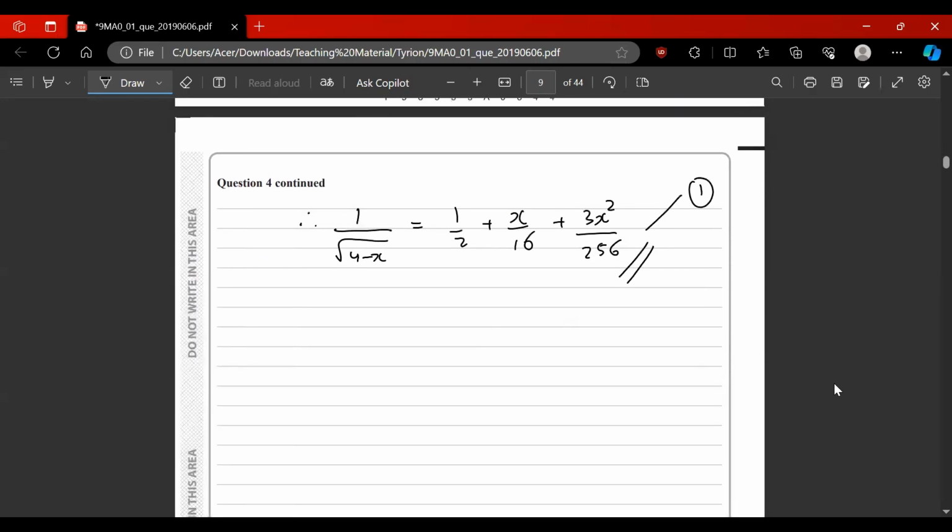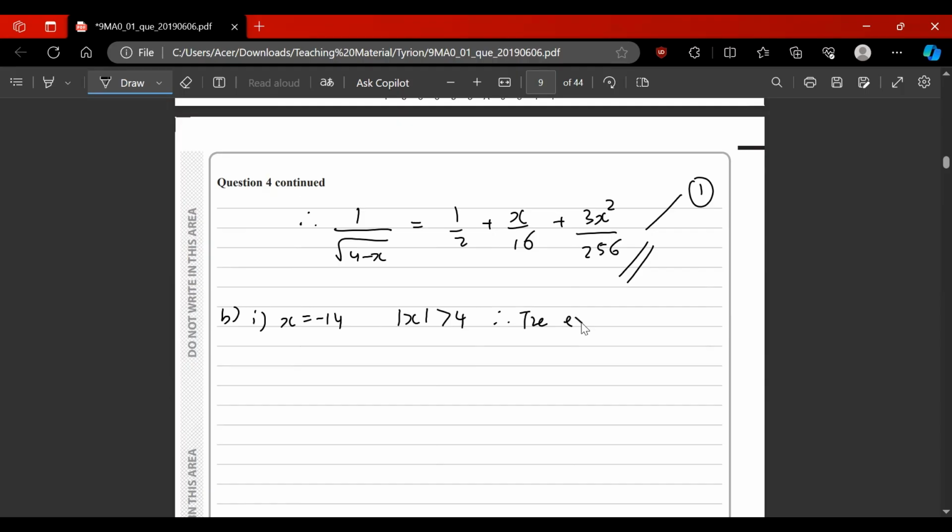We know that obviously the modulus of x can't be greater than 4. So in part 1, that was x equal minus 14, right? So for x equal minus 14, the modulus of x is going to be greater than 4. Therefore, the expansion is not valid. All right, that's part 1.